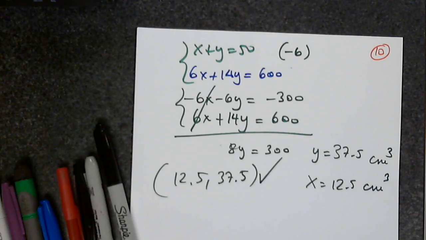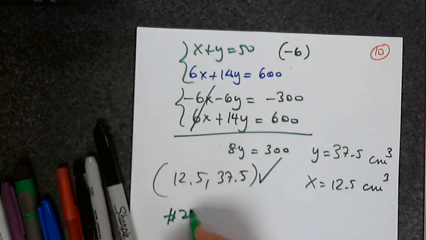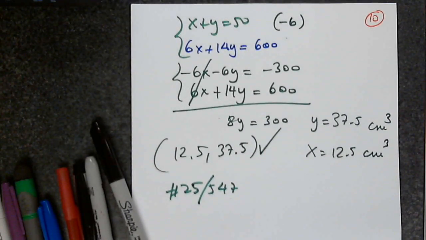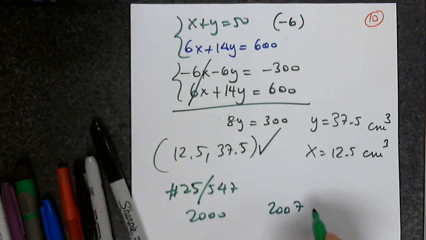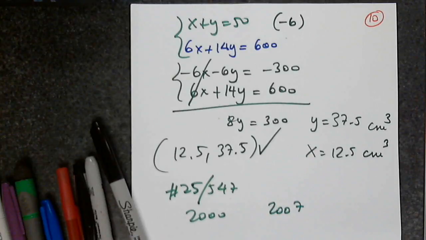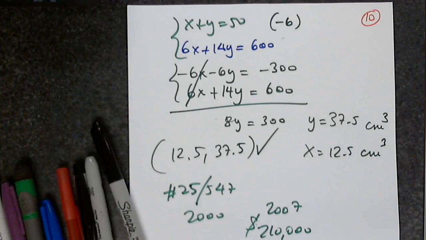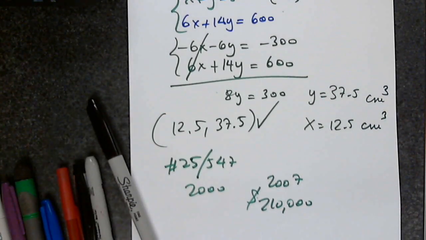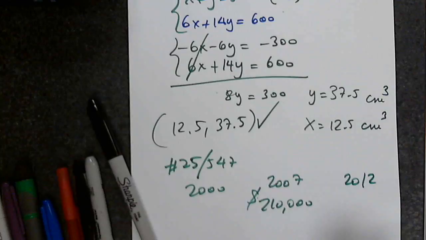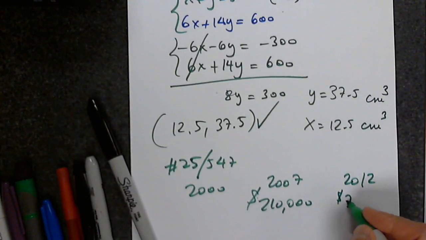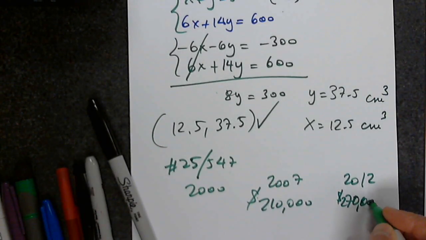This is problem 25 on page 547. The value of a building bought in 2000 continues to increase as time passes. 7 years after the building was bought, which means 2007, it was worth $210,000. 12 years after it was bought, which means 2012, it was worth $270,000.